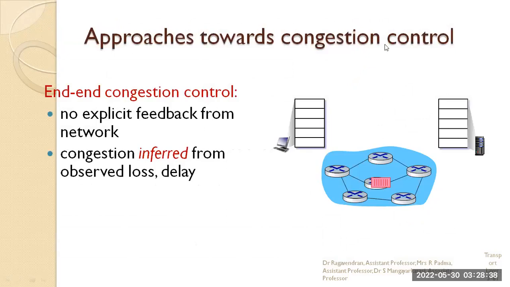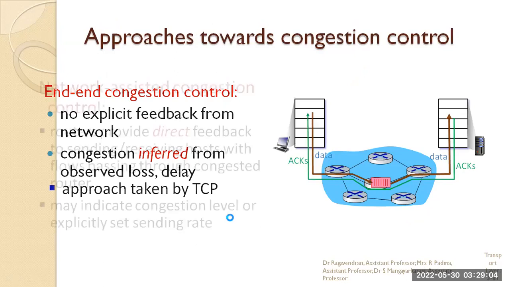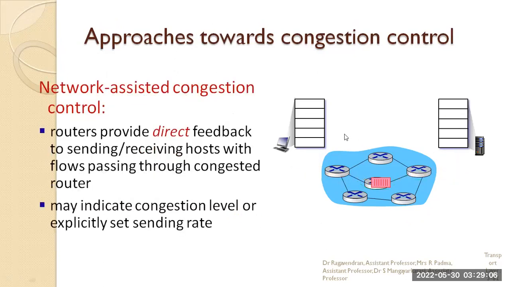So these are the approaches towards congestion control. First, end-to-end congestion control: there is no explicit feedback from the network. Congestion is inferred from the observed loss and delays. The data is transmitted to the other layer, and after the data is received, the acknowledgement is sent back. This is the approach taken by TCP/IP to avoid data transmission delays.